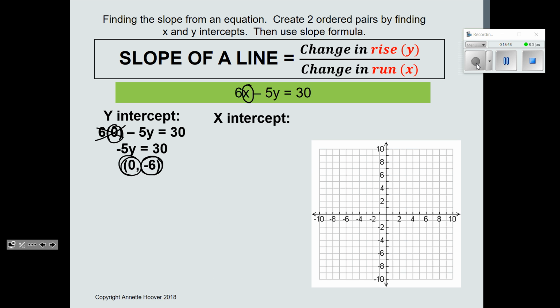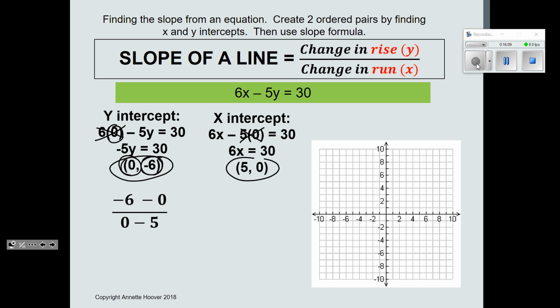In order to figure out the x-intercept, we're going to plug 0 into y. Here's what it looks like when you plug in 0 to y. The nice thing of it being in standard form is that this goes away because that becomes 0. So you're just left with 6x equals 30, which means that x equals 5. X equals 5, and we plugged 0 into y. So here are our two ordered pairs.